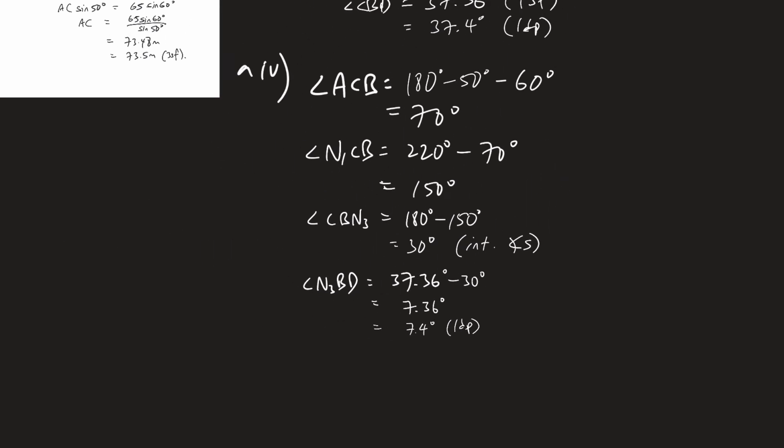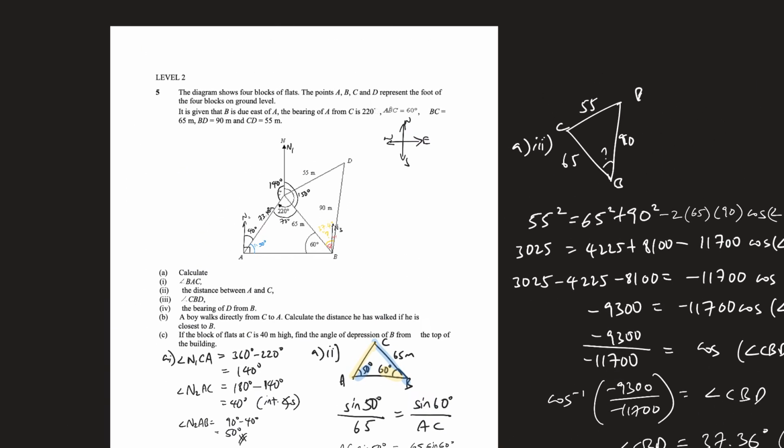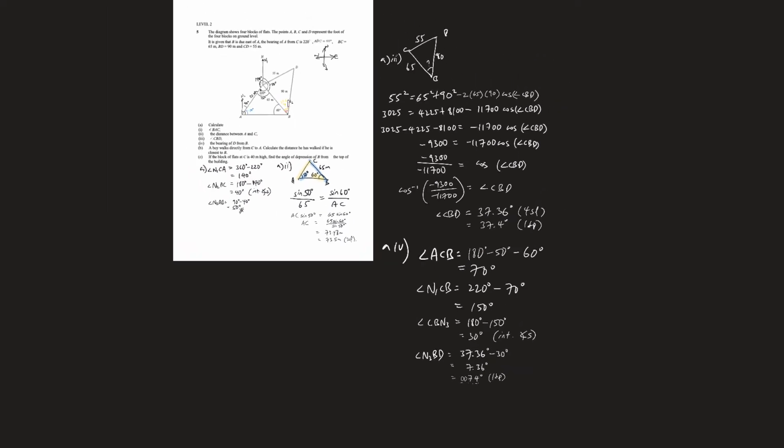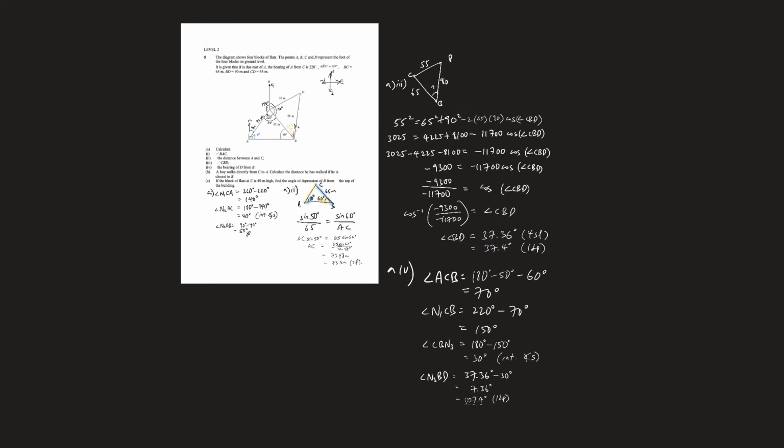But we're actually not done, because if you look at the question, it says it's the bearing. So it's actually a bearing. The bearings, we can't put it this way. We have to put a 0, 0, right? It has to be 3 digits, and maybe after the decimal place, a 4th digit. Yeah. So now we're done. Okay, part B.